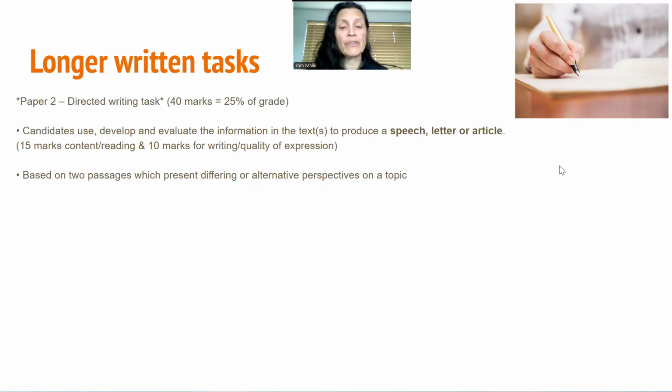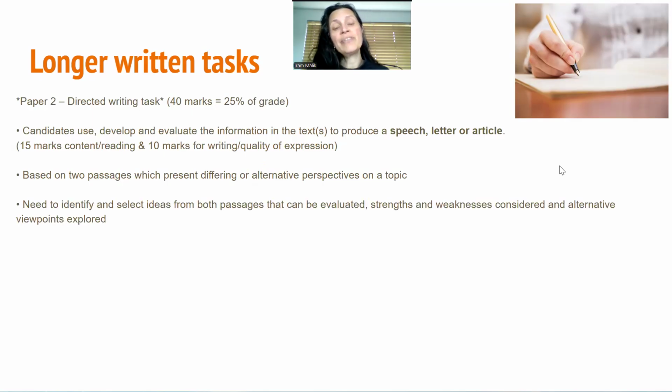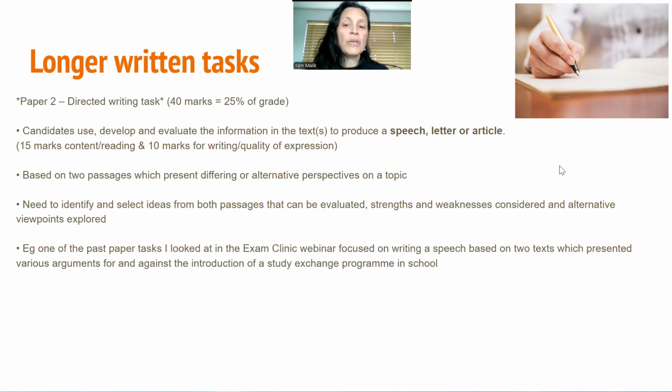Your piece should be based on the 2 passages which are presented to you in the insert booklet, and these offer differing or alternative perspectives on the topic under discussion. And you want to explore both the strengths and weaknesses, the arguments, the counter arguments presented in both those texts, evaluating the strengths and weaknesses and considering alternative viewpoints, and considering ways in which you might challenge some of those perspectives also.